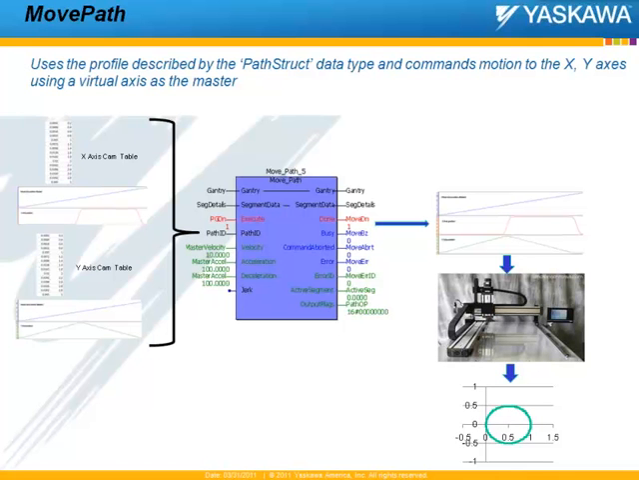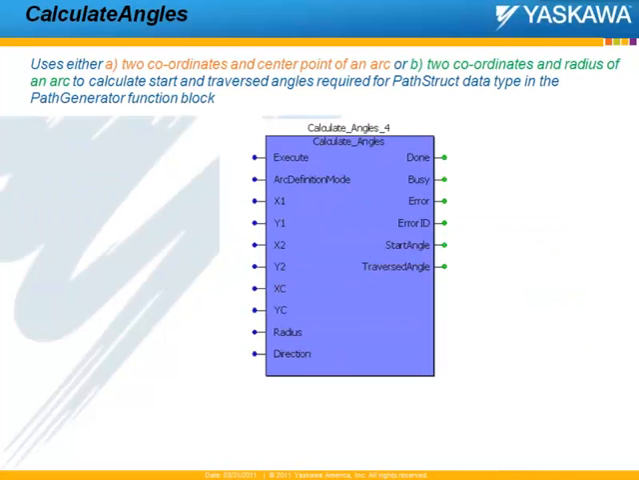The third function block that we will be talking about is called calculate angles, and this basically is used to help generate profiles for arcs. The two methods in which you can create an arc are using a 2-coordinate and center point method, or using 2 coordinates and a radius method. So basically this function block will be used if you need to generate a path that follows an arc, to create start and traversed angles for the path, for the data that's required for the path generator.